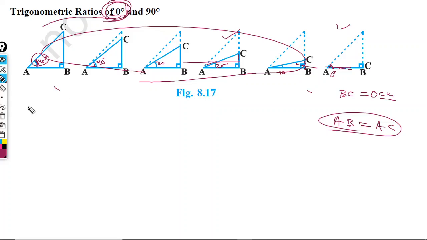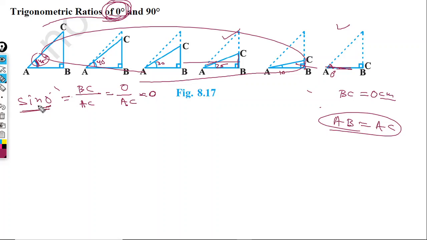So start with sine 0. Sine 0 degree will be equal to, sine means sine theta or sine A. Sine A will be opposite side divided by hypotenuse. Here the opposite side is BC. BC is 0. You can write BC divided by hypotenuse AC. BC is 0, and AC is whatever, we don't need to know. 0 by something will be equal to what? 0. So sine 0 is 0.